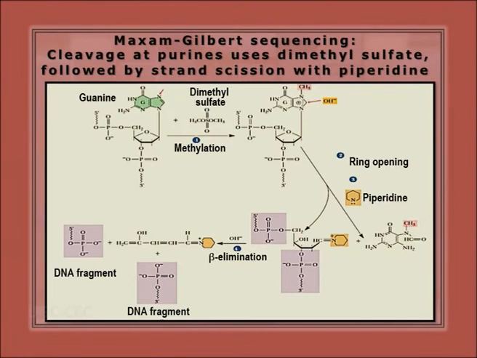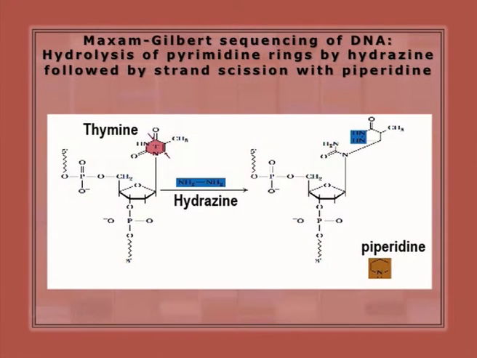You can see here the reaction mechanism wherein dimethyl sulfate is used to methylate the guanine residues, followed by ring opening in alkaline conditions and beta elimination in the presence of piperidine. This reaction is similar to the one used for the hydrolysis of pyrimidines. Therein we use hydrazine followed by treatment with piperidine to carry out the beta scission of the DNA.